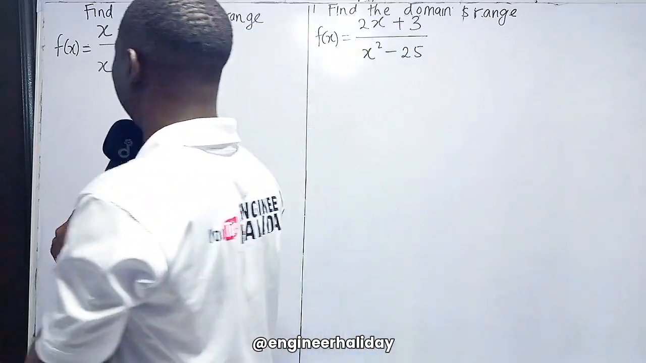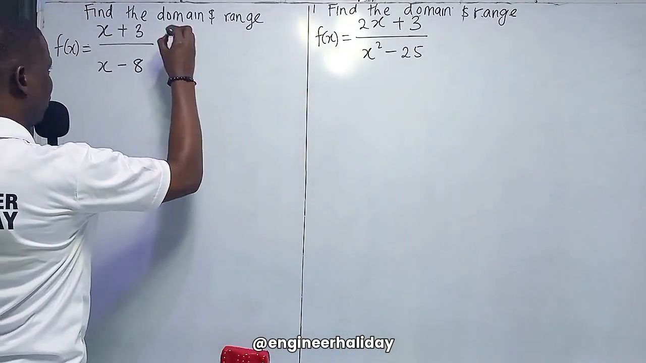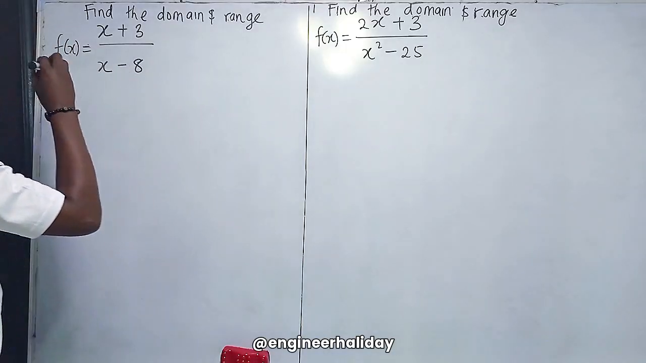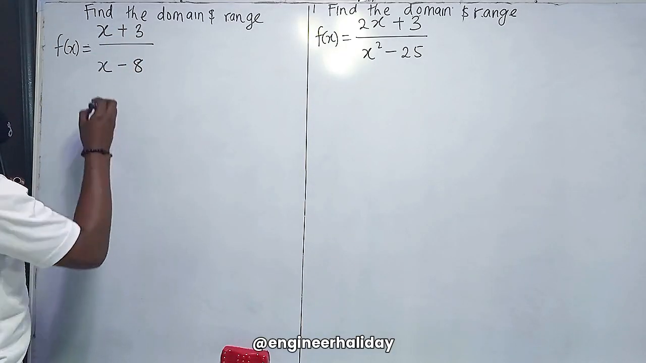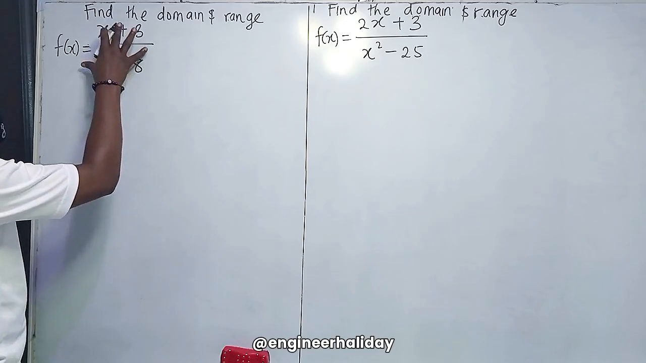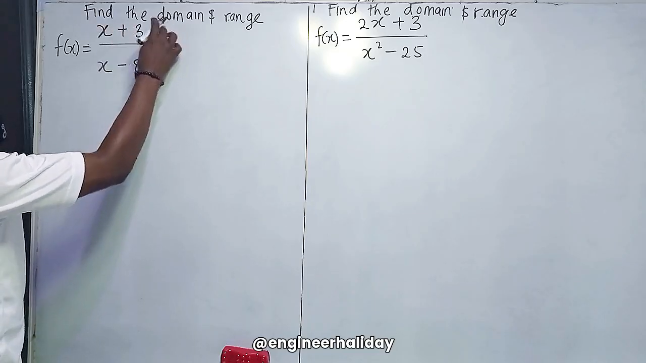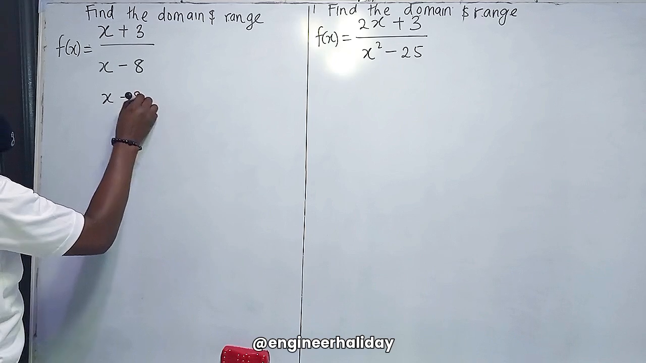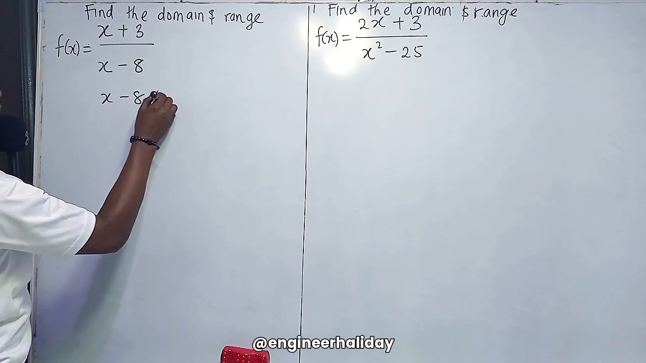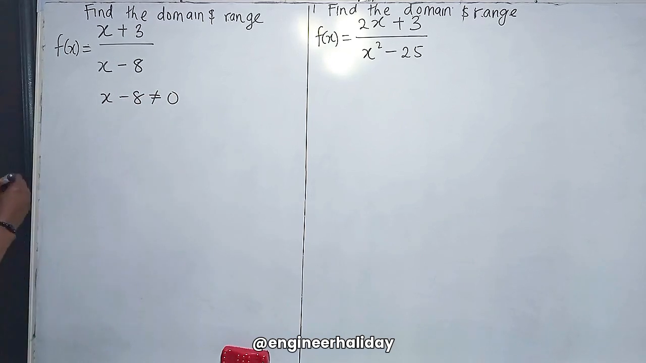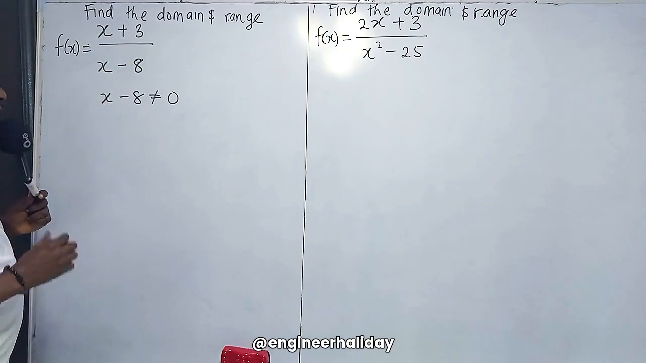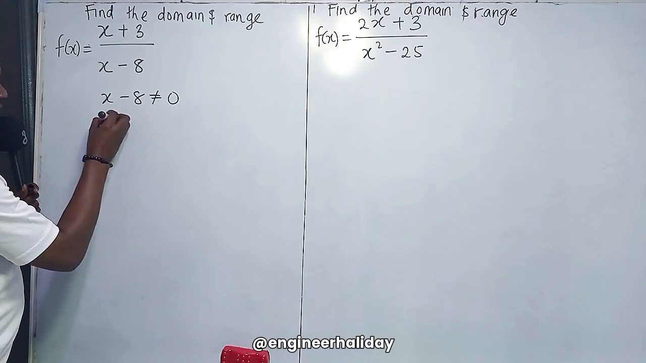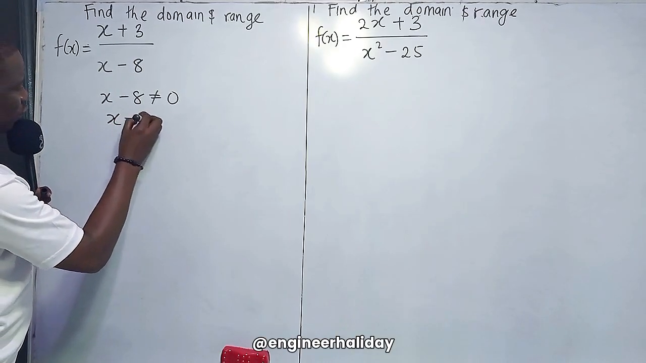Since it's a rational function, you can watch my previous video where we say that when you are given a rational function, then to find the domain of this function, x minus 8 must not be equal to 0. That means the denominator of this function must not be equal to 0. Therefore, we are going to have x must not be equal to what?